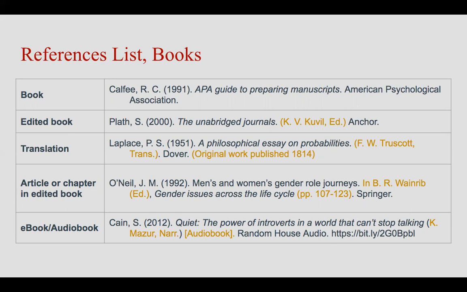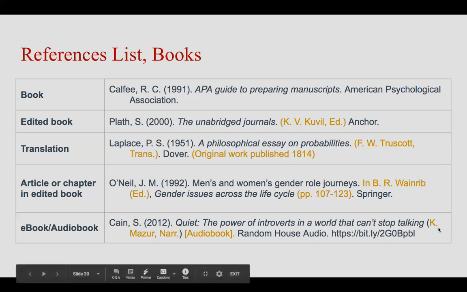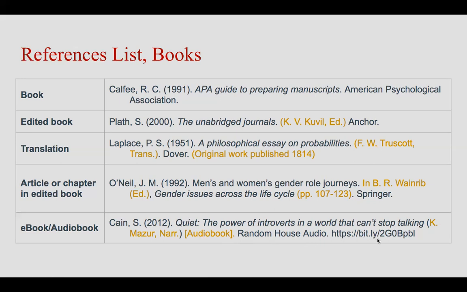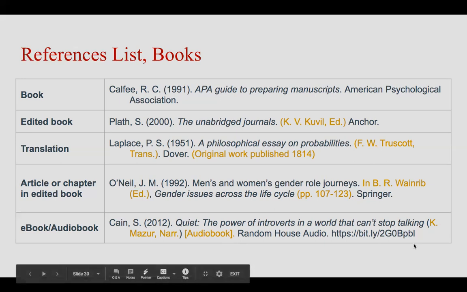If you have an audiobook, this looks just slightly different after the title of that piece. You would include the narrator's name if that's available to you, followed by Narr. standing for narrator. And then you would have in brackets that this is an audiobook. You've got the publisher, and then you've also got a URL to retrieve that audiobook in addition to the rest of the information there.